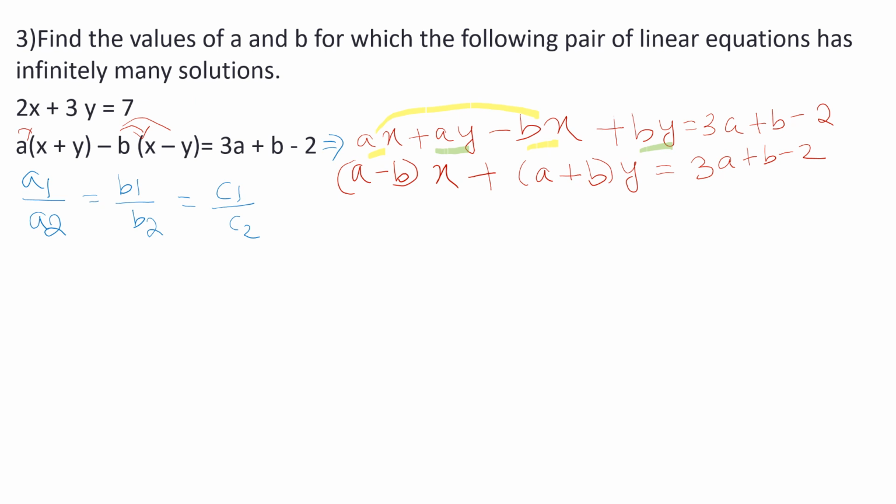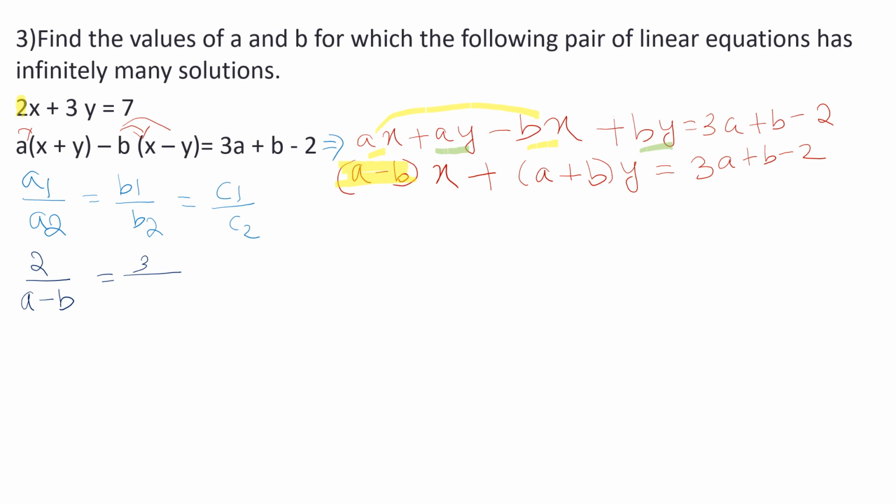From this only we are going to determine what is your a1 by a2, b1 by b2, and c1 by c2. So now a1 is called the coefficient of x in the first equation, so that is your 2, and a2 is the coefficient of x in the second equation, that is a minus b, because in this it was not in the standard form. We modified it and wrote it in the standard form as this. So it is a minus b.